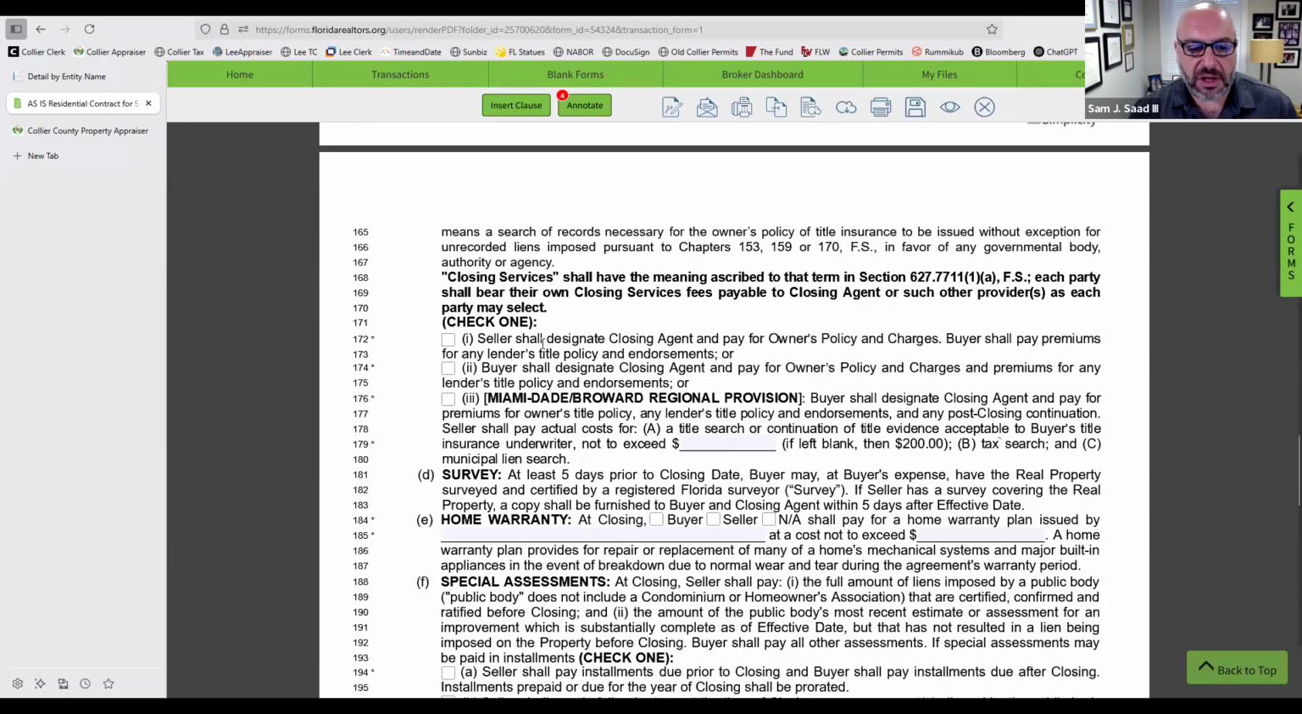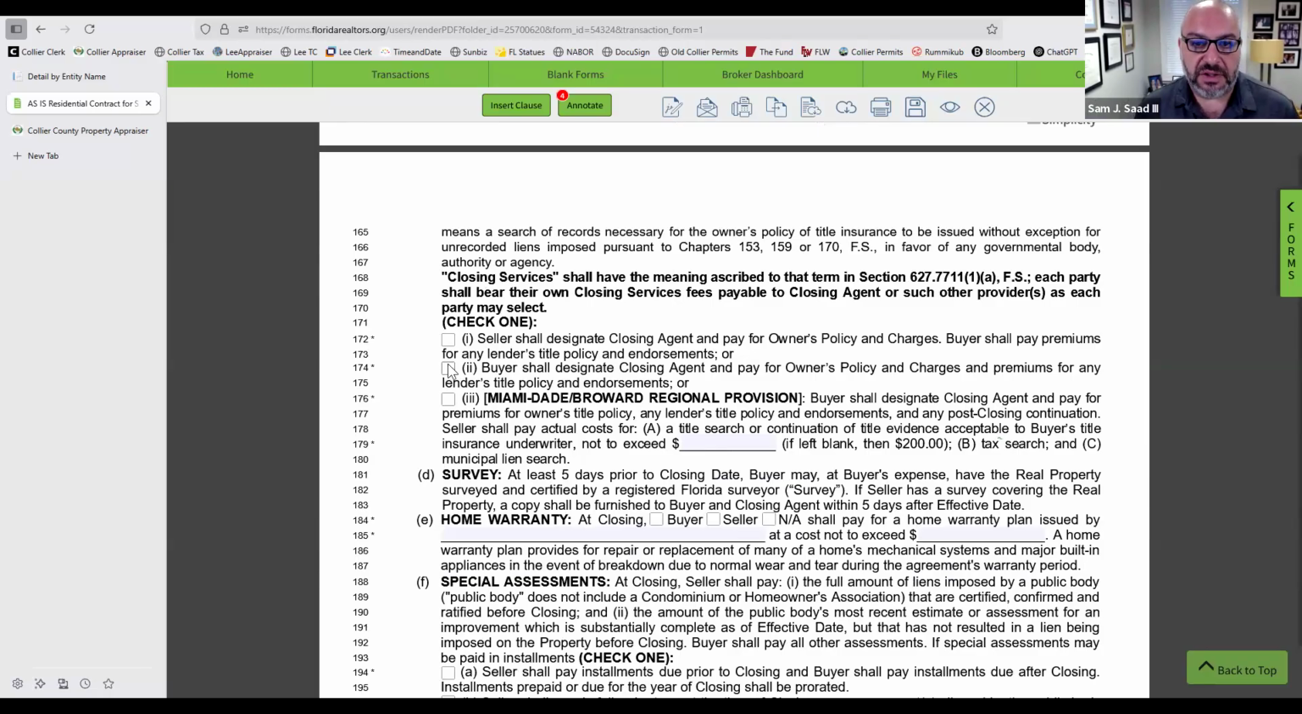Okay, the next blanks are on line 172, 174, and 176, check boxes. Who is going to pay for title insurance? Now, if you saw the NABOR presentation, you know the buyer always picks and the seller pays in Lee County and the buyer pays in Collier County. But we're not in a NABOR contract, we're in a FRBAR contract.